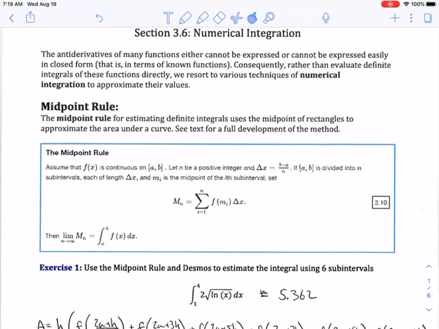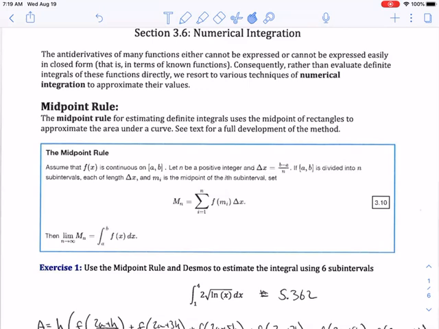In this video, I'm going to be going over section 3.6 on numerical integration. If I do this right, there's just going to be one video for this section. I'm not going to be spending a whole lot of time on it because most of what you're going to be doing is going to be in Desmos. That's the way that I've set this up.